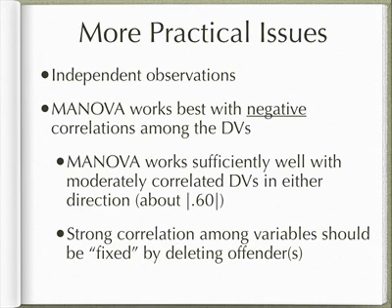Let's assume we're not doing repeated measures. That was just an example of what one can do. Let's assume we're not going to do repeated measures. So this is our assumption that we have independent observations.